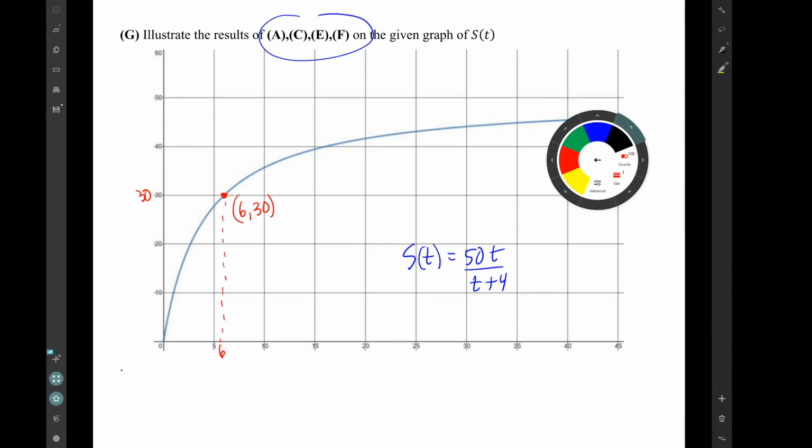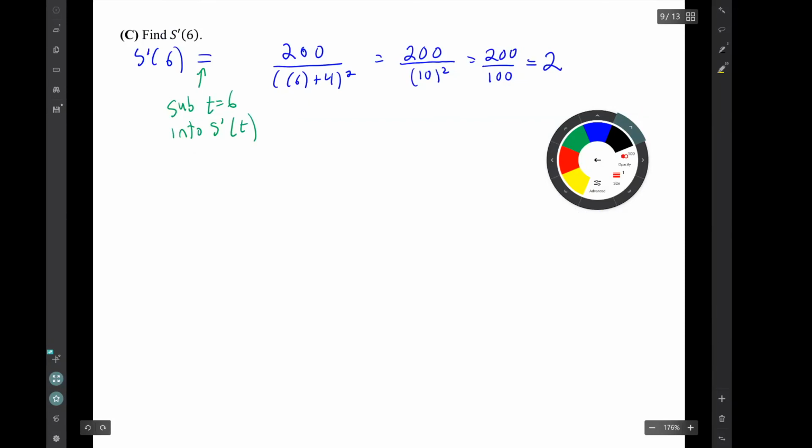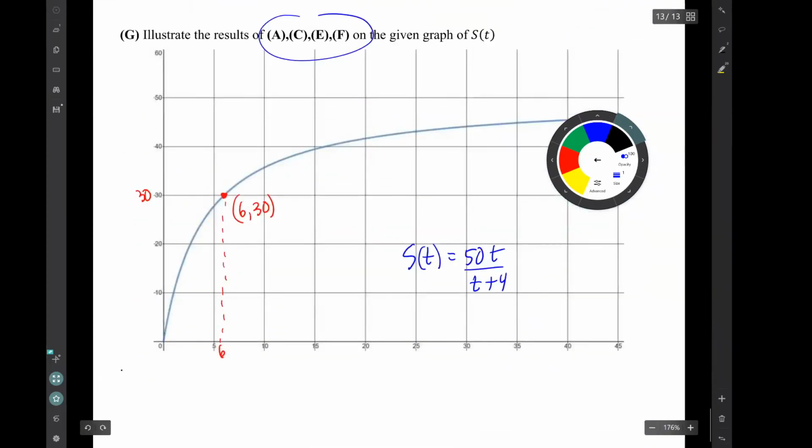Let's go up and see our result from question C. Question C, we found that S'(6) equals 2. Well, that number is going to be the slope of the tangent line. The line that's tangent to the graph of S of t at t equals 6 will be m equals 2. So to illustrate that result, we should draw the tangent line and label it with its slope.